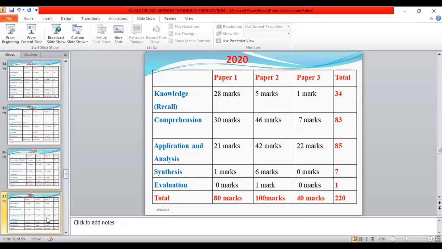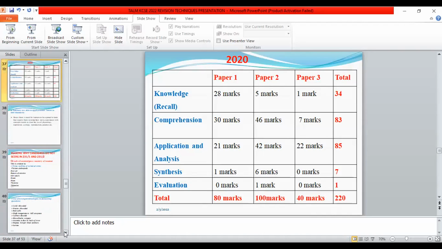At least things improved, but not as we expected, because, one, when you look at the knowledge level, we had those students who are only good at cramming. They could get in the 3 papers 34 marks out of 220. Comprehension, 73 marks. Application and analysis, 85 marks. Synthesis, 7 marks. Evaluation, only 1 mark.